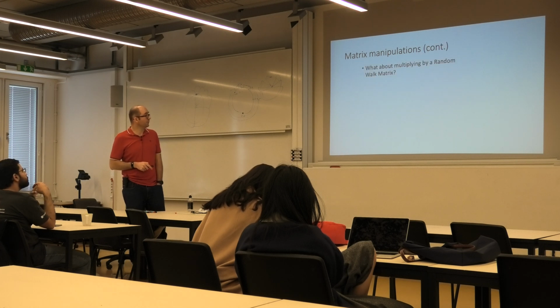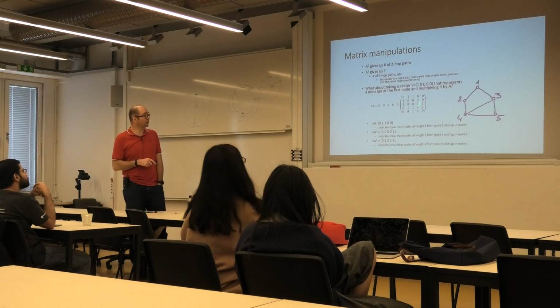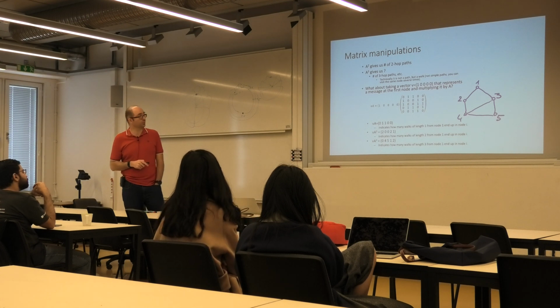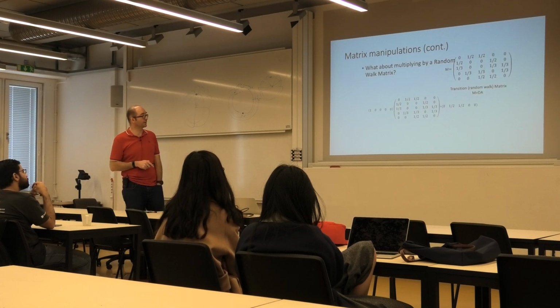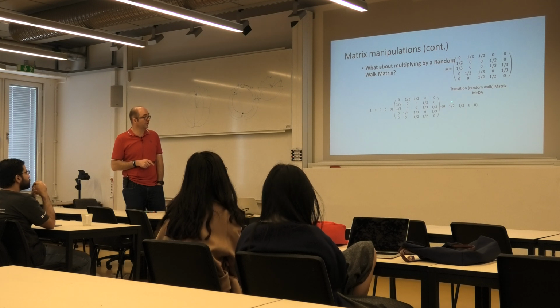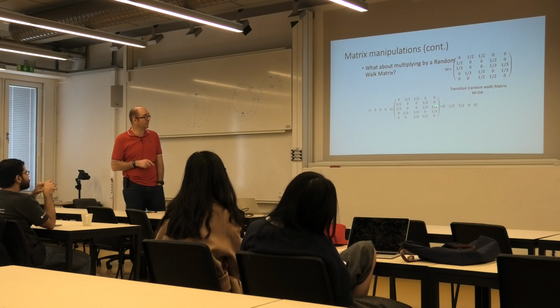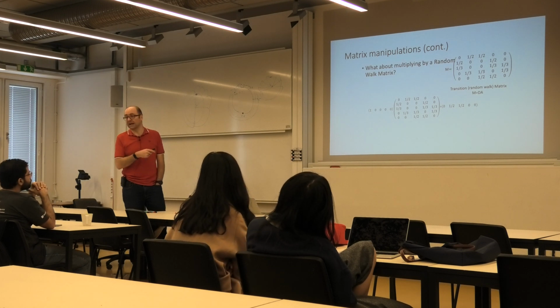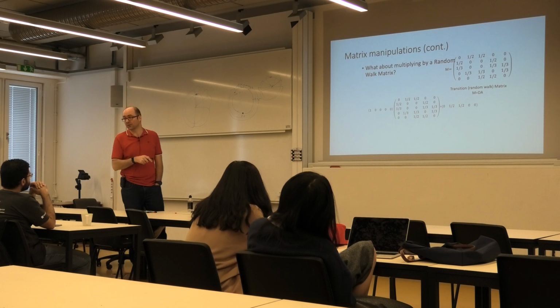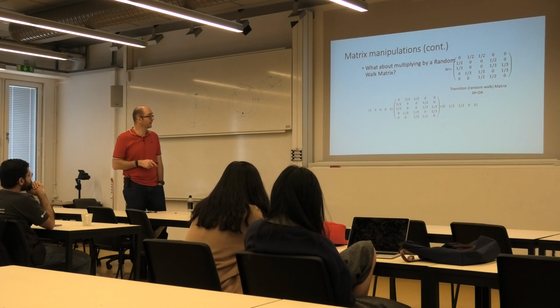Now, this was multiplied by an adjacency matrix. What if we start multiplying by a random walk matrix? If we take the same thing and multiply by a random walk matrix, we now get the probability that this message appears at any node in this vector. And that's exactly what we calculated in the table here in the previous slides. This was the second time step, and if we do it again, this is the third time step.